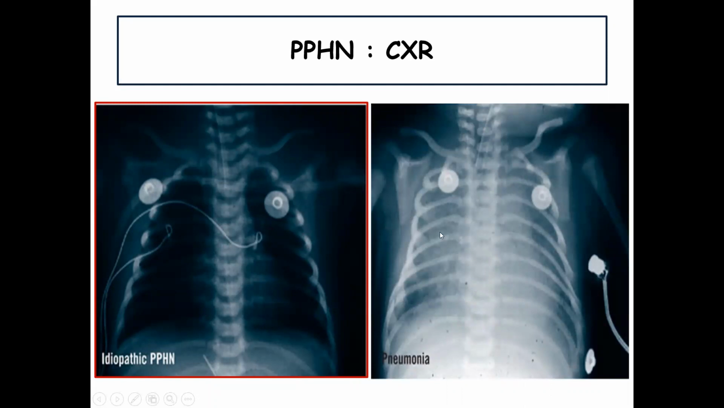This is a baby who presented with PPHN on day 5 of life, secondary to other clinical features of infection such as temperature instability, sepsis, prolonged CRT, with multiple episodes of apnea. And this is a classical case of bilateral bronchopneumonia.